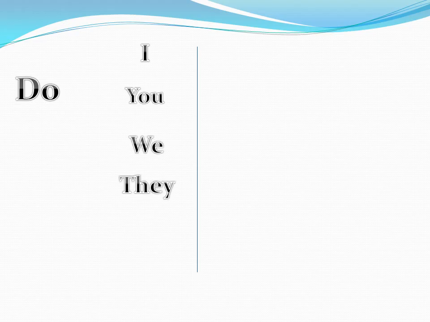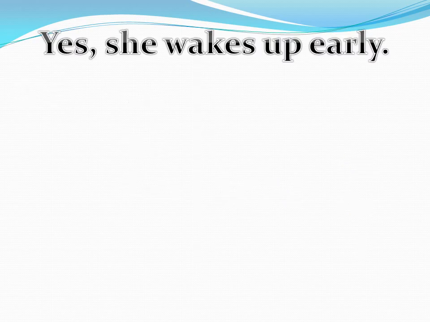How can we form a question? If we start with do, it comes with what? I, you, we, and they. But if the question starts with does, it has to be followed by he, she, or it. So in the present simple, the yes and no question starts with do or does only. And we know that do comes with I, you, we, and they, and does comes with he, she, and it.